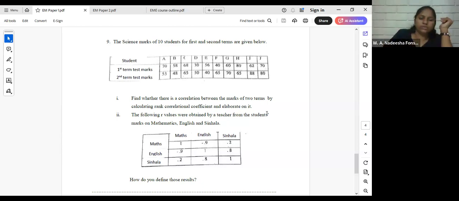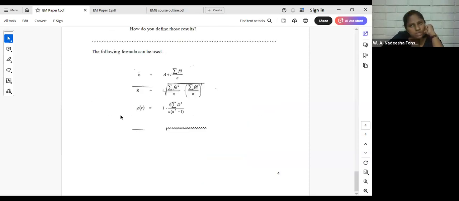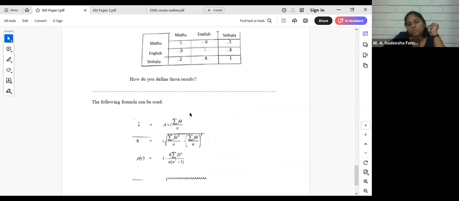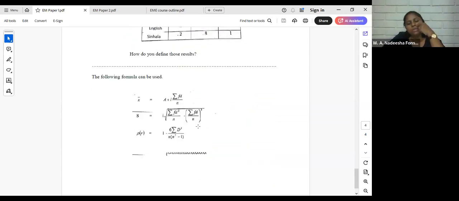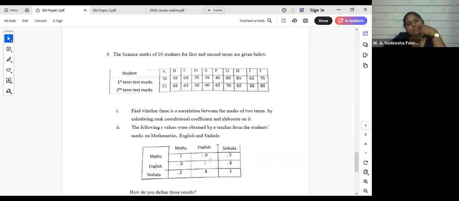Calculate the rank correlation coefficient. It means Spearman's rank correlation coefficient. The equation is given there. Now what to do? According to the equation, D is there, capital D. What should we do now?